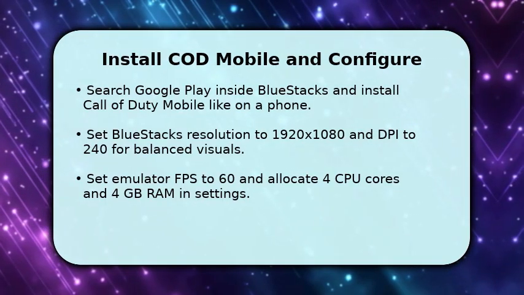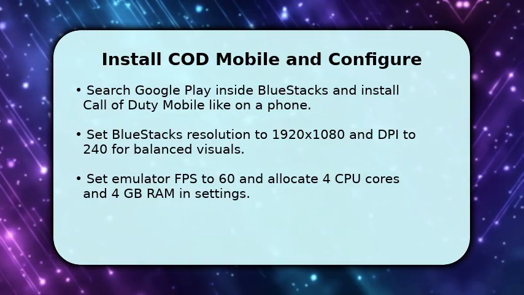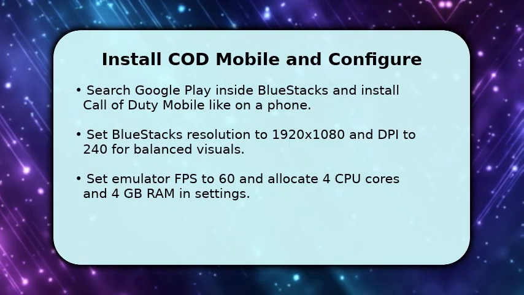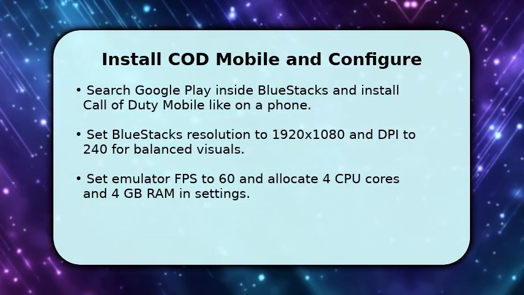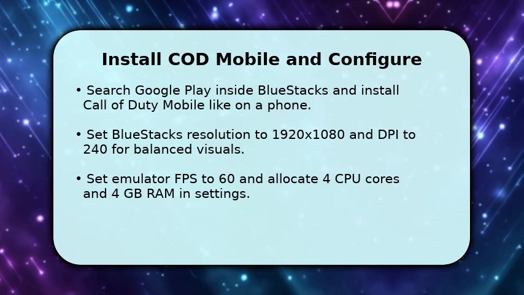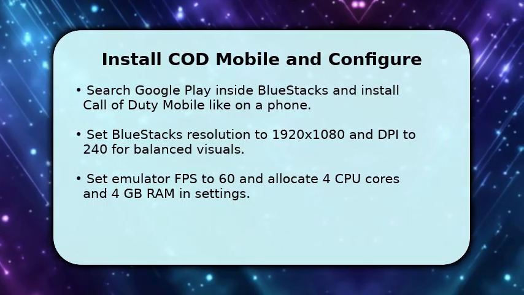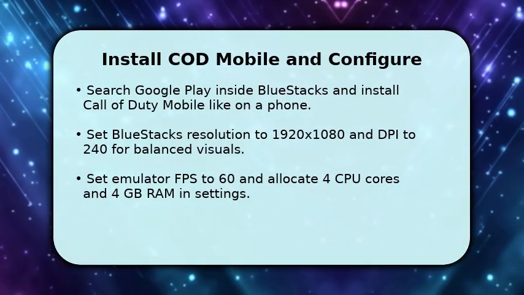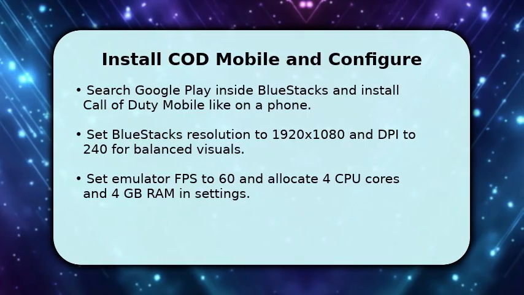Set display resolution to 1920x1080 and DPI to 240 for balanced visuals, then change the frame rate target to 60 FPS for smooth gameplay. In performance settings, allocate 4 CPU cores and 4 GB RAM. Choose high performance mode if available, and restart Bluestacks to apply these changes before playing.